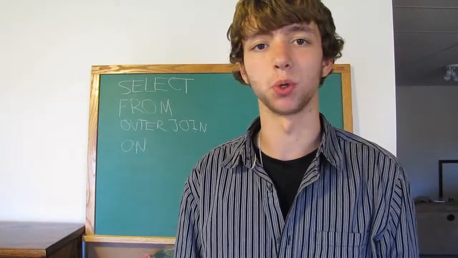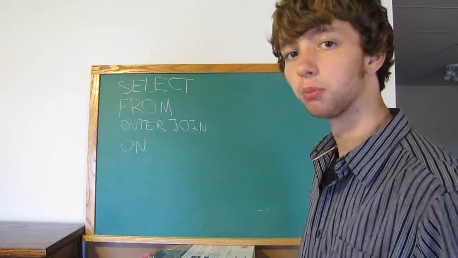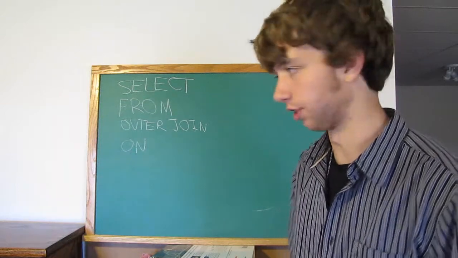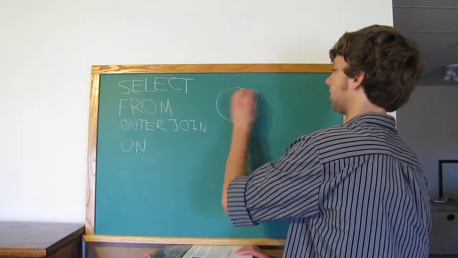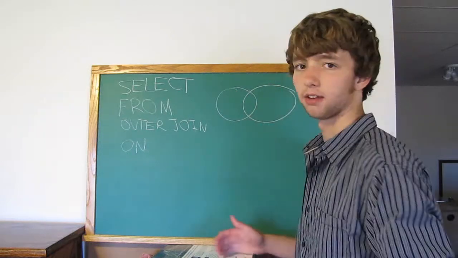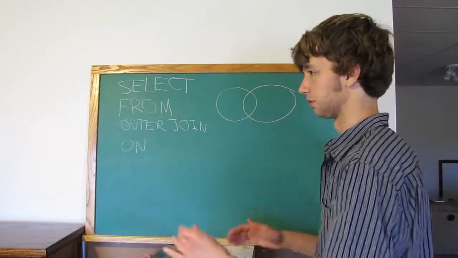Welcome back, and now I'm going to speak of outer joins. And let me draw this out, it'll make it a lot more clear. I think I should have done this a little better in the last video, so I'm going to try and fix it now. Here we have what's called a Venn diagram, but it doesn't really matter what it's called, because nobody cares.